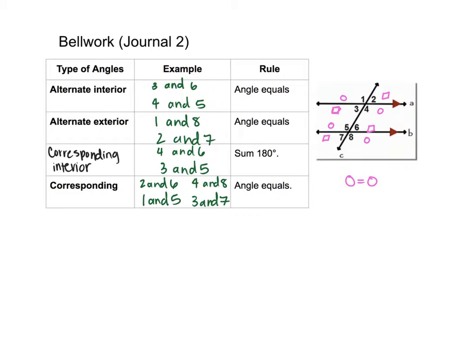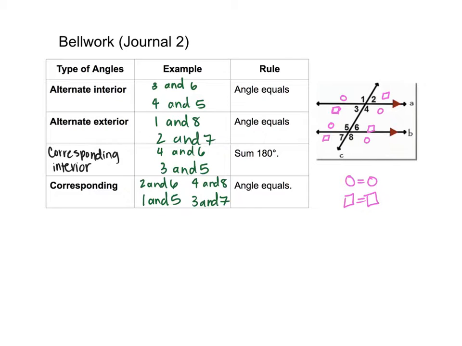So all the circles equal each other. And if you look at the squares, all the squares will equal the same angle. Like that square there is a 3. That square there is a 7. Notice how they're both acute angles. And if you look at the other squares, like this square here and the 3, they're both acute angles. They're going to be equal to each other. And so notice how all the squares equal each other.